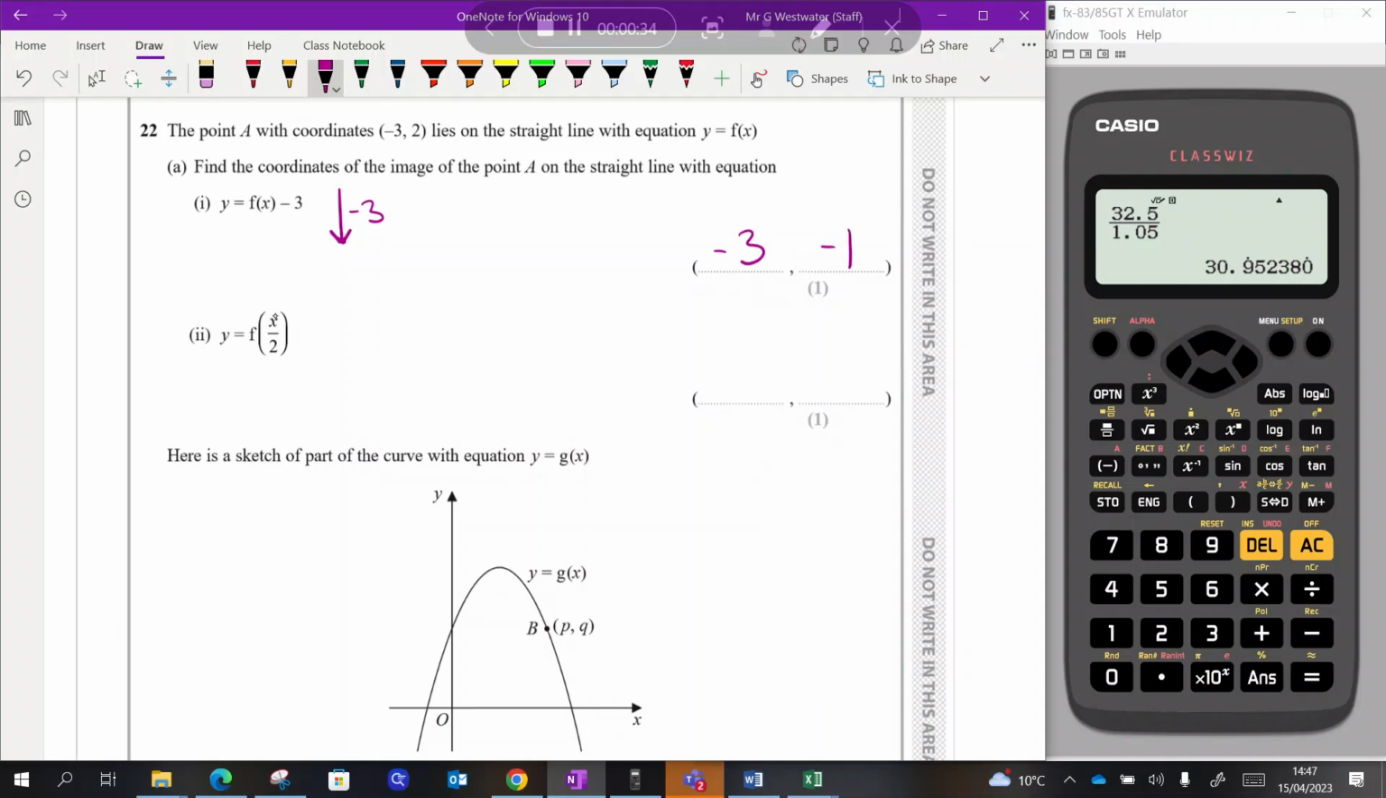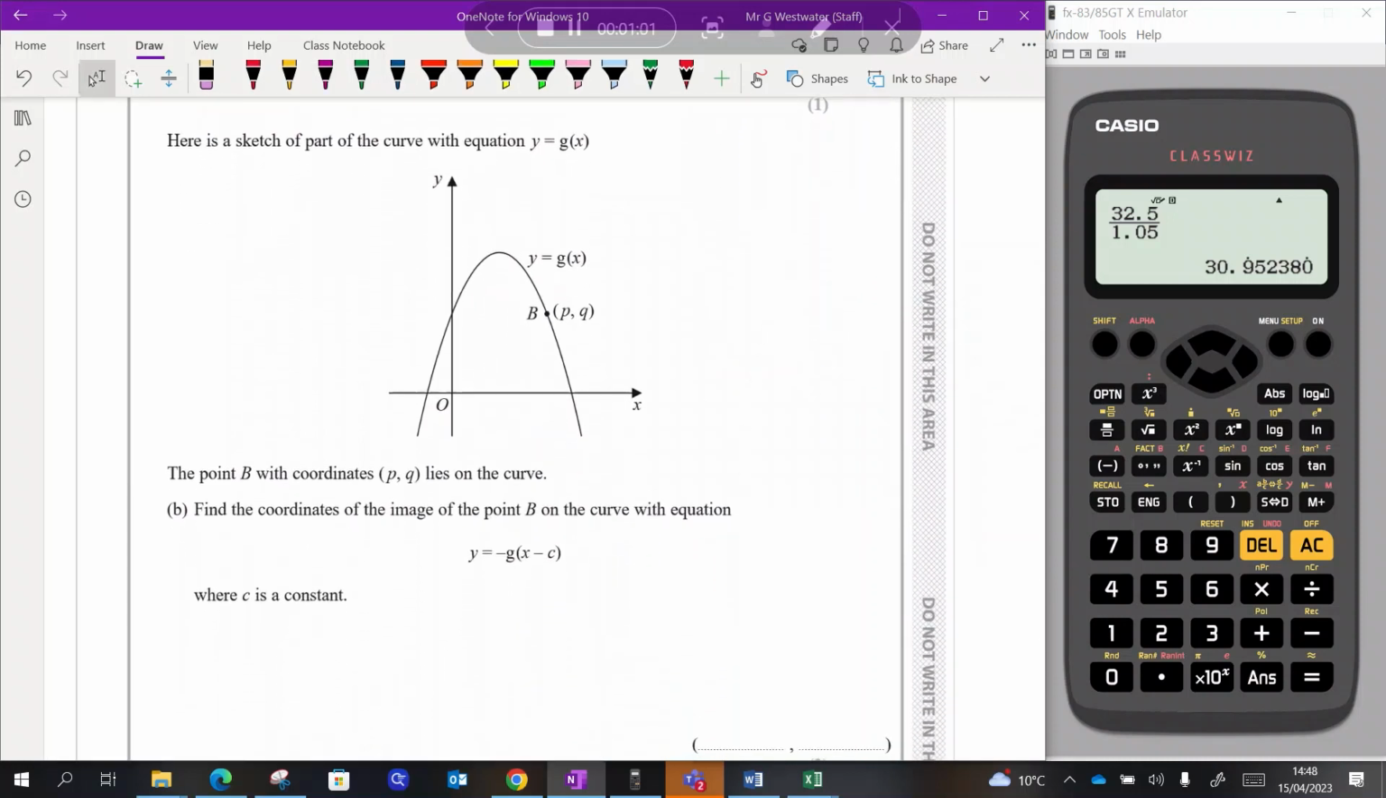Okay. Now, inside the brackets means we are doing things horizontally, not vertically. And it also means we're doing the opposite to what we might think. So this is actually being stretched out by a factor of 2. So this minus 3 coordinate will become minus 6. And our y coordinate would just stay the same. It would be 2. Okay.